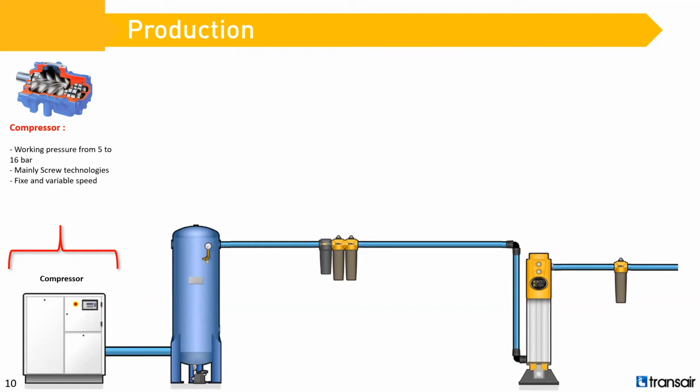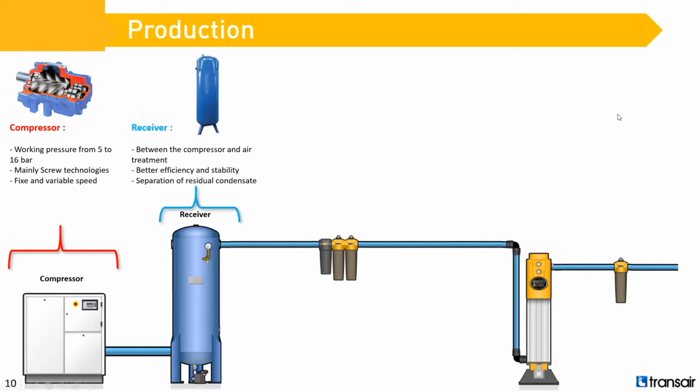The technology on this type of compressor is mainly screw technology, so screw compressors, because screw compressors in that range have a really good efficiency and they're not too noisy. We distinguish two types of screw compressor: fixed compressors, which are either working 0% or 100%, and variable speed compressors, where you can manage the output, for example, 80%.